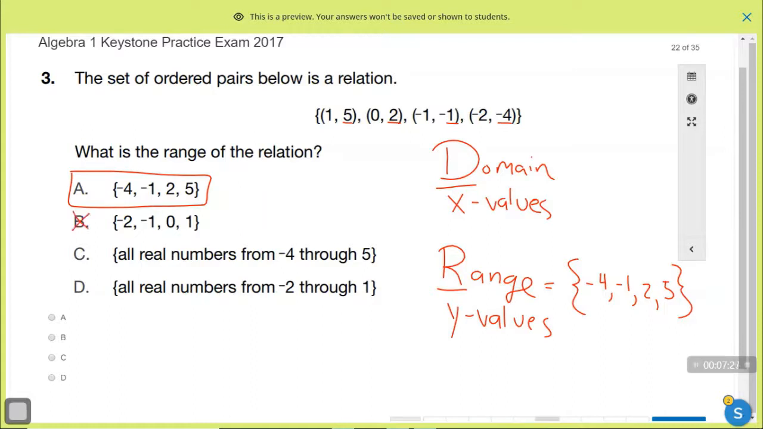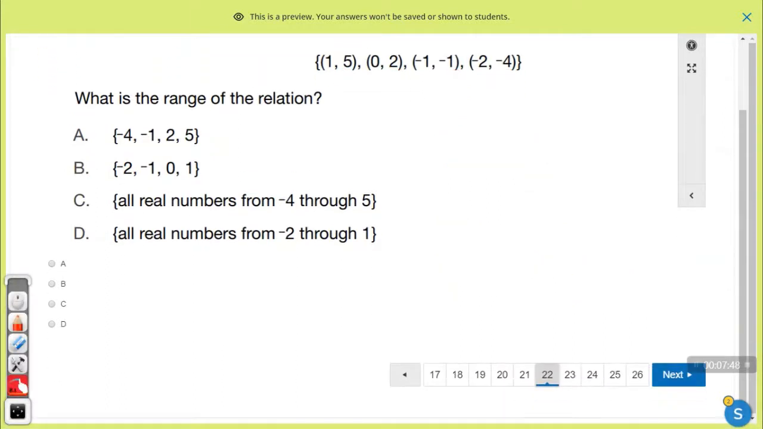This one, B, would be my domain. And if we're looking at C, that is interval notation. It's saying it goes from -4 to 5, but we don't know that these points are connected with a line. All we know is only these four points are in there as a scatter plot. And then D would be interval notation for our domain. So those are the different pieces they're trying to trap you with.